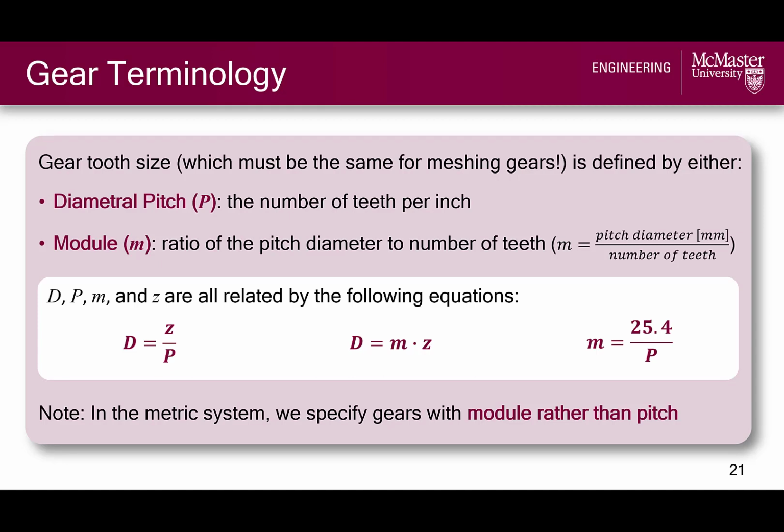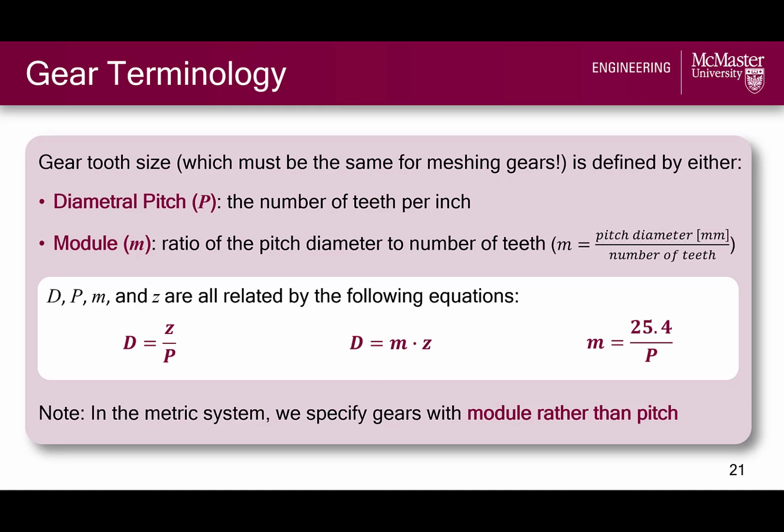This measure is commonly used in the imperial system since we are dealing in inches, but in the metric system, we specify tooth size using the module instead. Module is represented by a lowercase m, and it is essentially the ratio of the pitch diameter to the number of teeth, which is like the inverse of diametral pitch. This means that a large module corresponds to coarse gears with big teeth, while a small module corresponds to fine gears with small teeth.